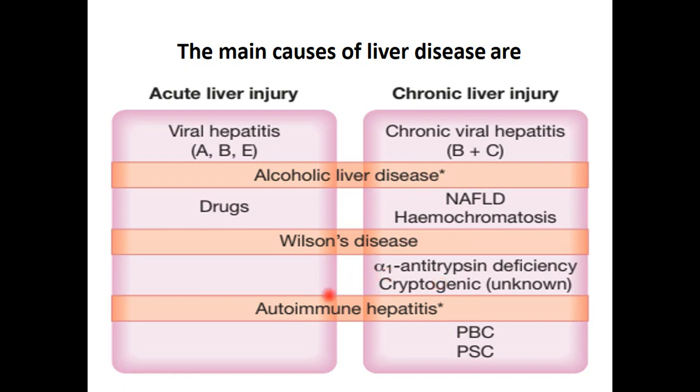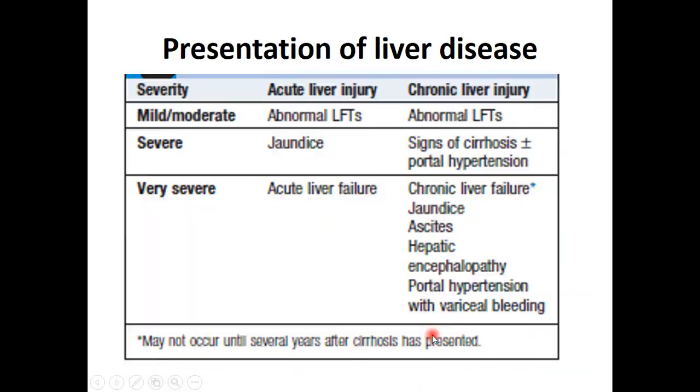Autoimmune liver disease, if it started acutely, may lead to acute liver injury, and if the process exceeds 6 months, it will enter into chronic liver injury and chronic liver disease. So it can cause both. Autoimmune hepatitis can cause both acute and chronic liver injury. Primary biliary cirrhosis and primary sclerosing cholangitis can lead to chronic liver disease.